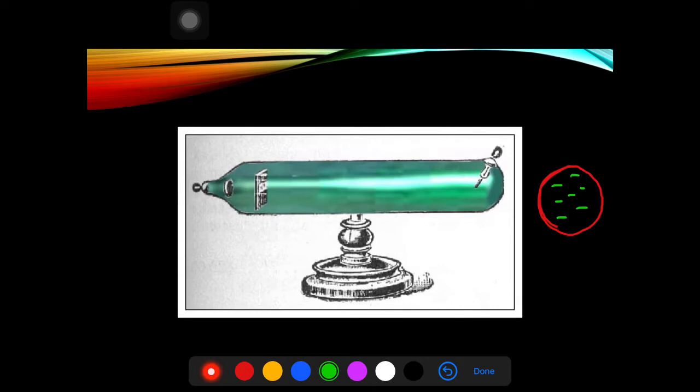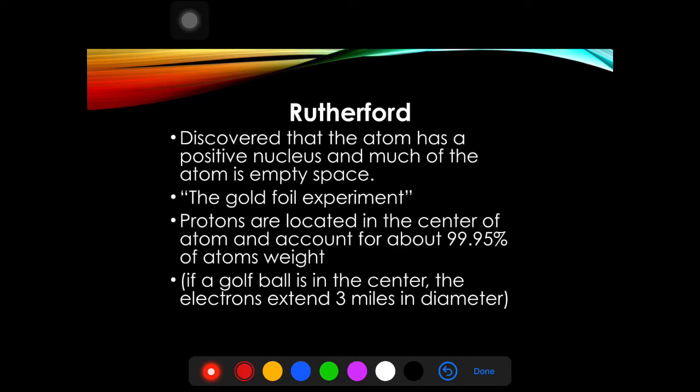Now, they call this the plum pudding model because the pudding would have been in between here and it would have had a positive charge, because they knew that atoms were neutral. I don't like the plum pudding model because I've never eaten plum pudding in my life. So I like to call it the chocolate chip cookie model because that's what it looks like to me. There are electrons scattered throughout, and the electrons are like the chocolate chips.